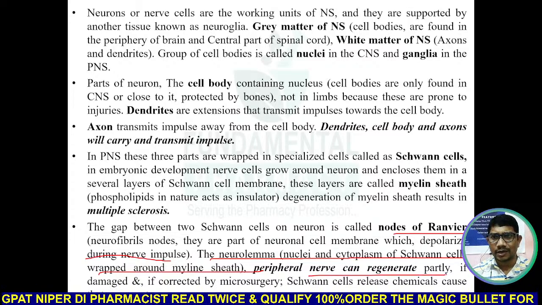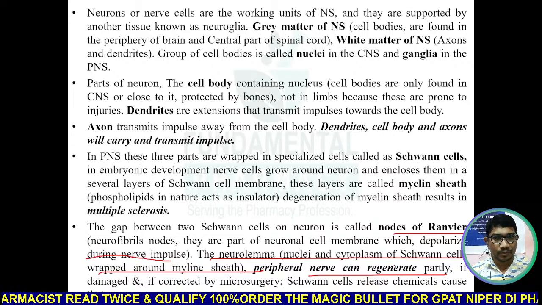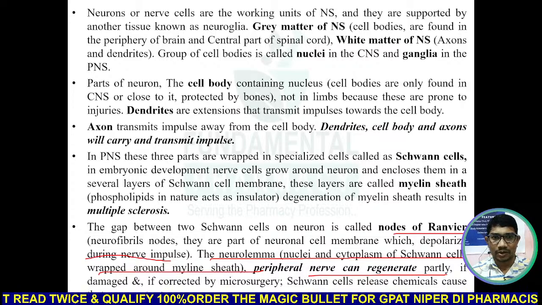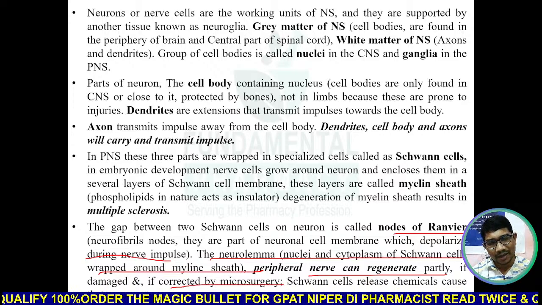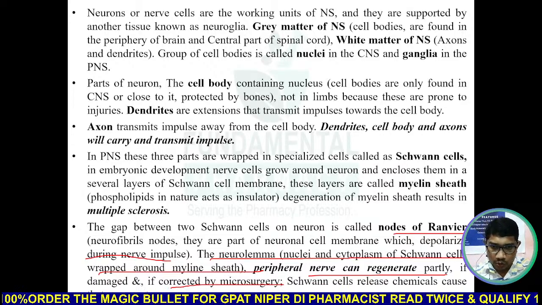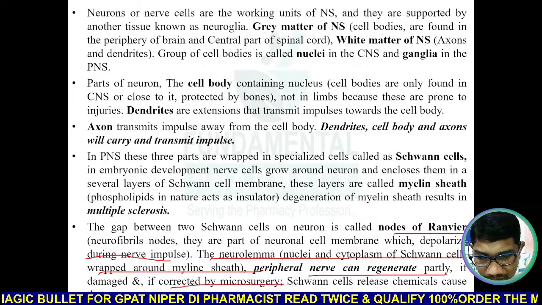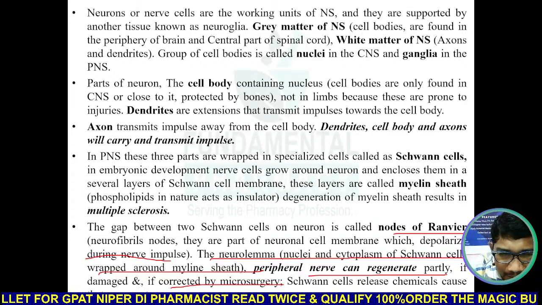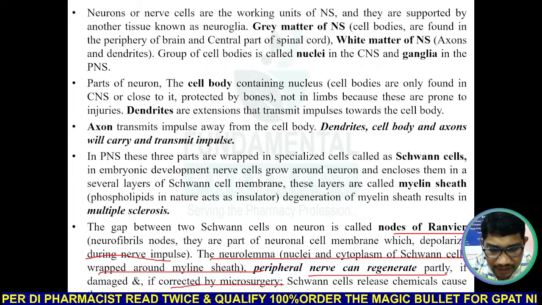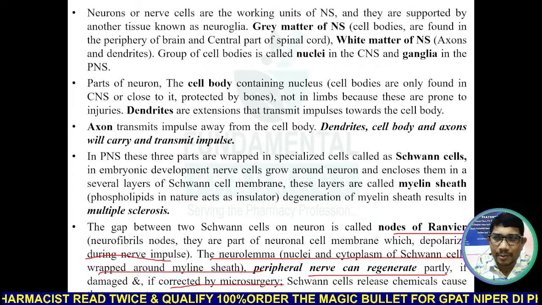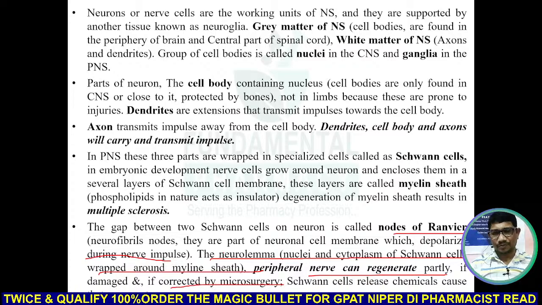Peripheral nerve can regenerate. If a peripheral nerve is damaged, it can regenerate partly. It can be corrected by using microsurgery. But if any nerve in the CNS is damaged, that cannot be corrected. So if there is any damage in the brain, in the nerves of the brain's nervous system, because of infection, trauma, or genetic disease, okay, damage of nerves can result in apoptosis or atrophy, right.